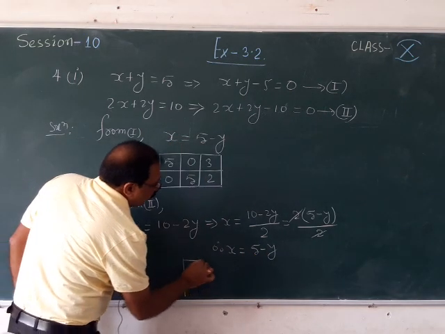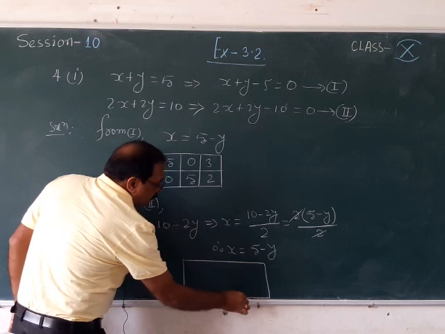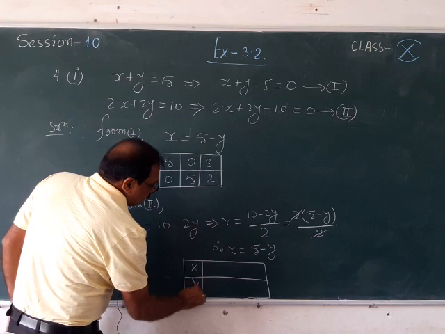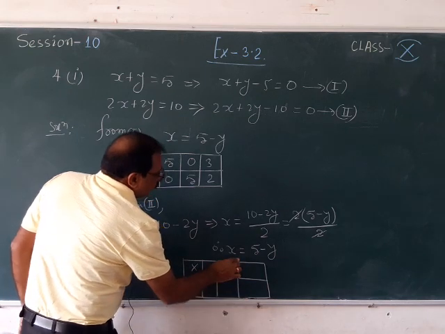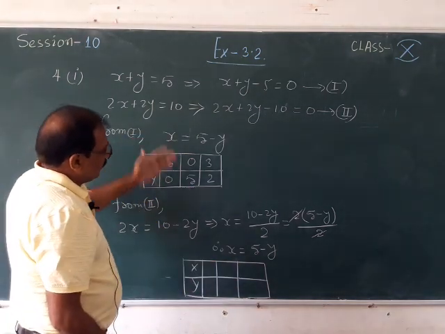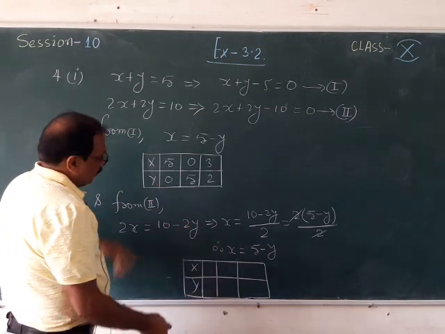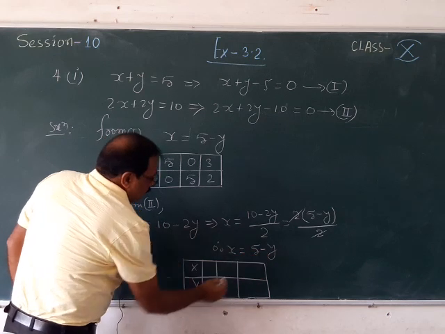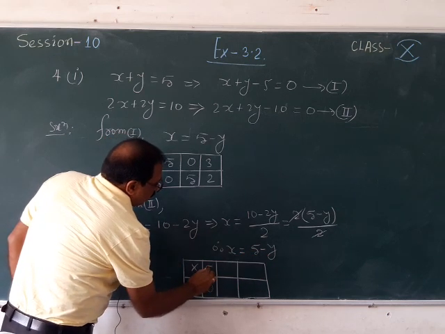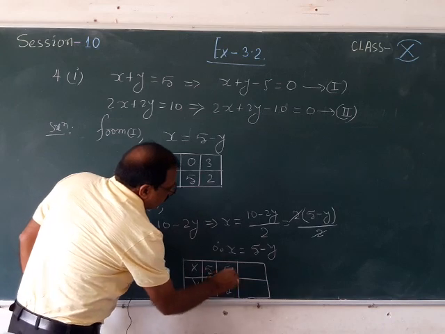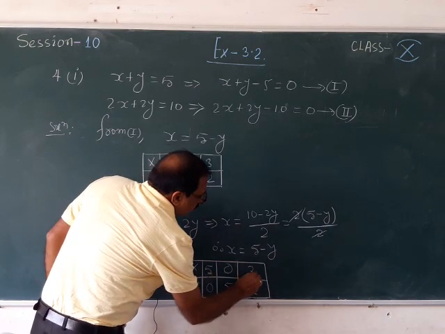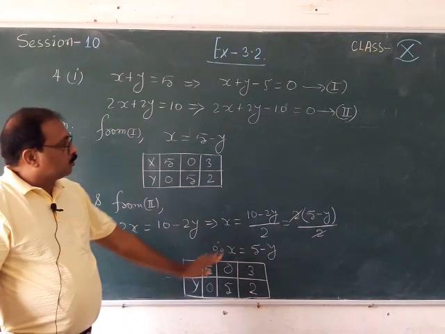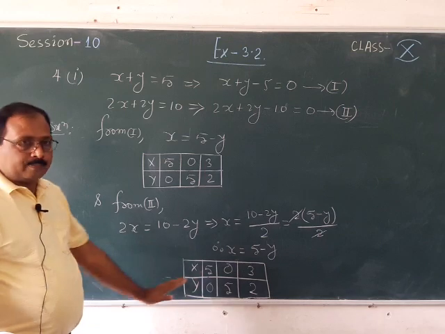And now if we draw its value chart, the table for the value chart, you just insert the value of x and y. You can see that whatever value, both the equations are matching. Taking y as 0, again x will come 5, and if I take y as 5 it will come 0, and if I take y as 2, then x is coming 3. So you can see both the values are matching.